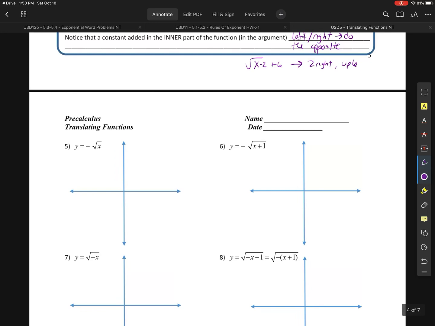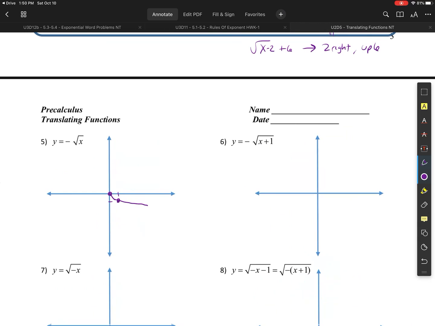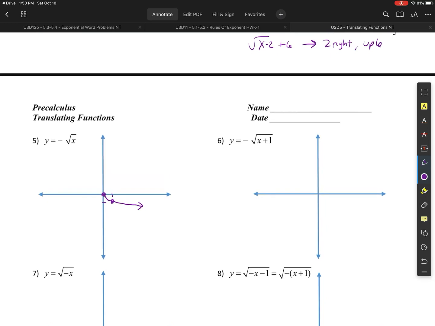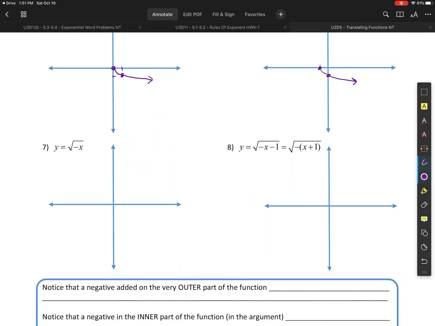Now we got some negatives in here. So a negative in front will flip the graph over. Again, since a is 1, down 1 over 1. Part 6, we got it flipped, but what happens with the +1? The +1 moves it to the left 1. We're going underneath, and we still have that up 1 over 1 idea. Down here, the negative's inside.